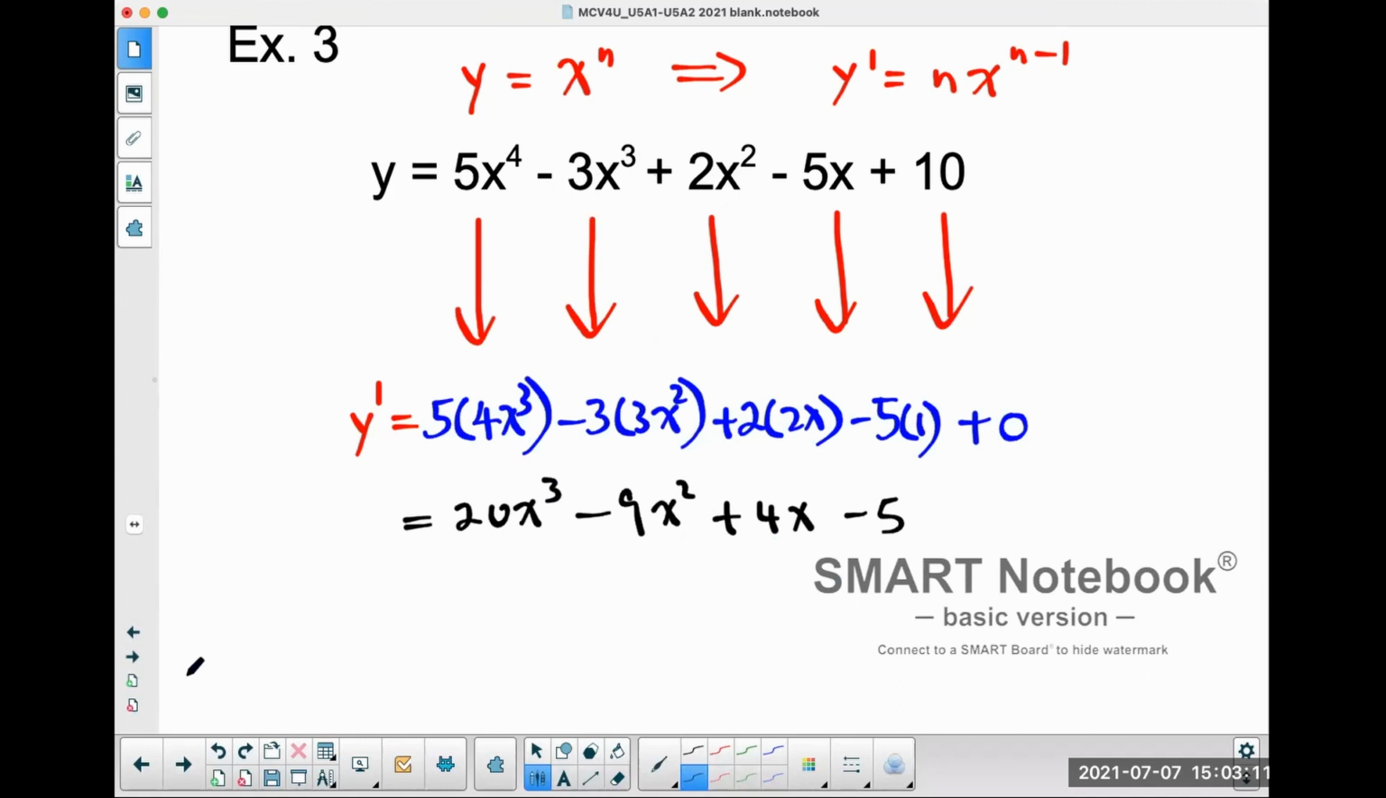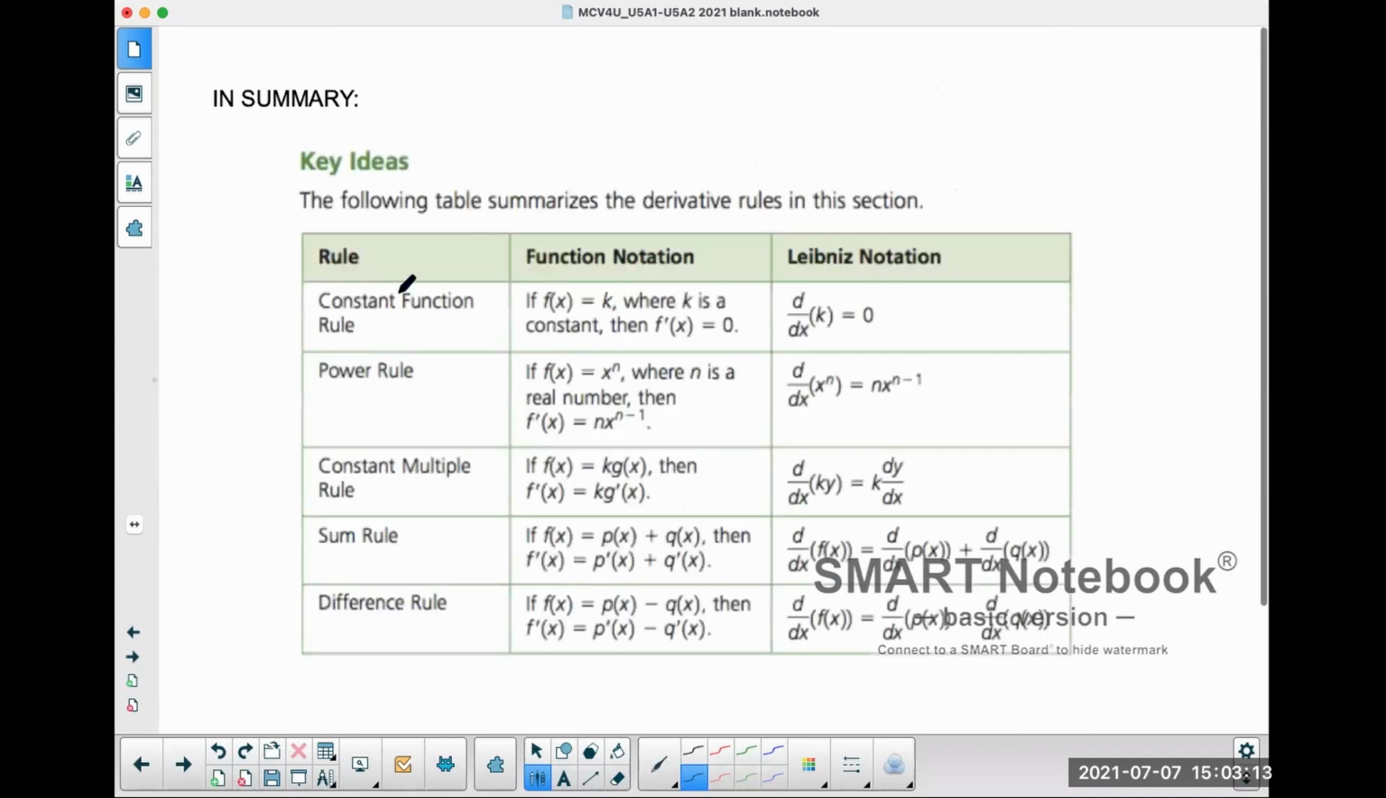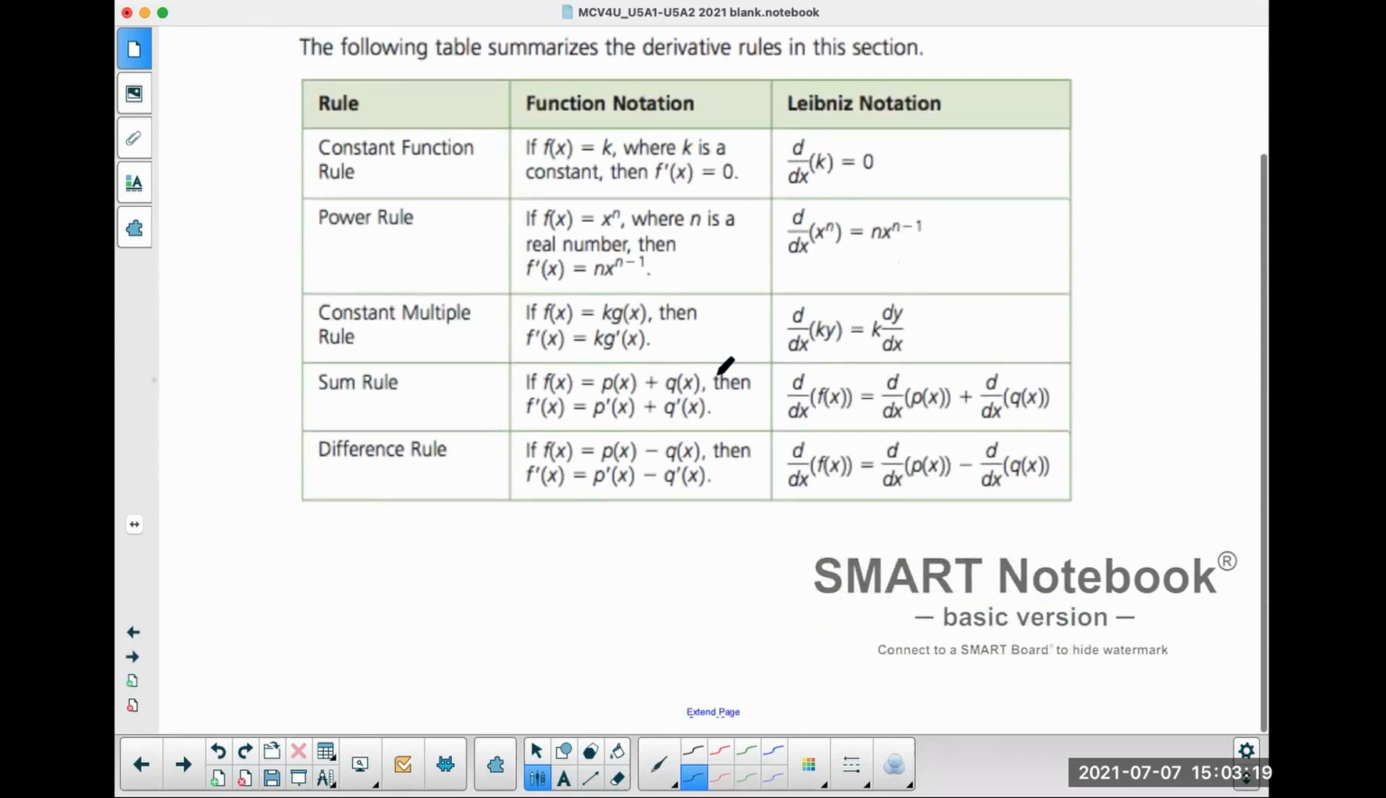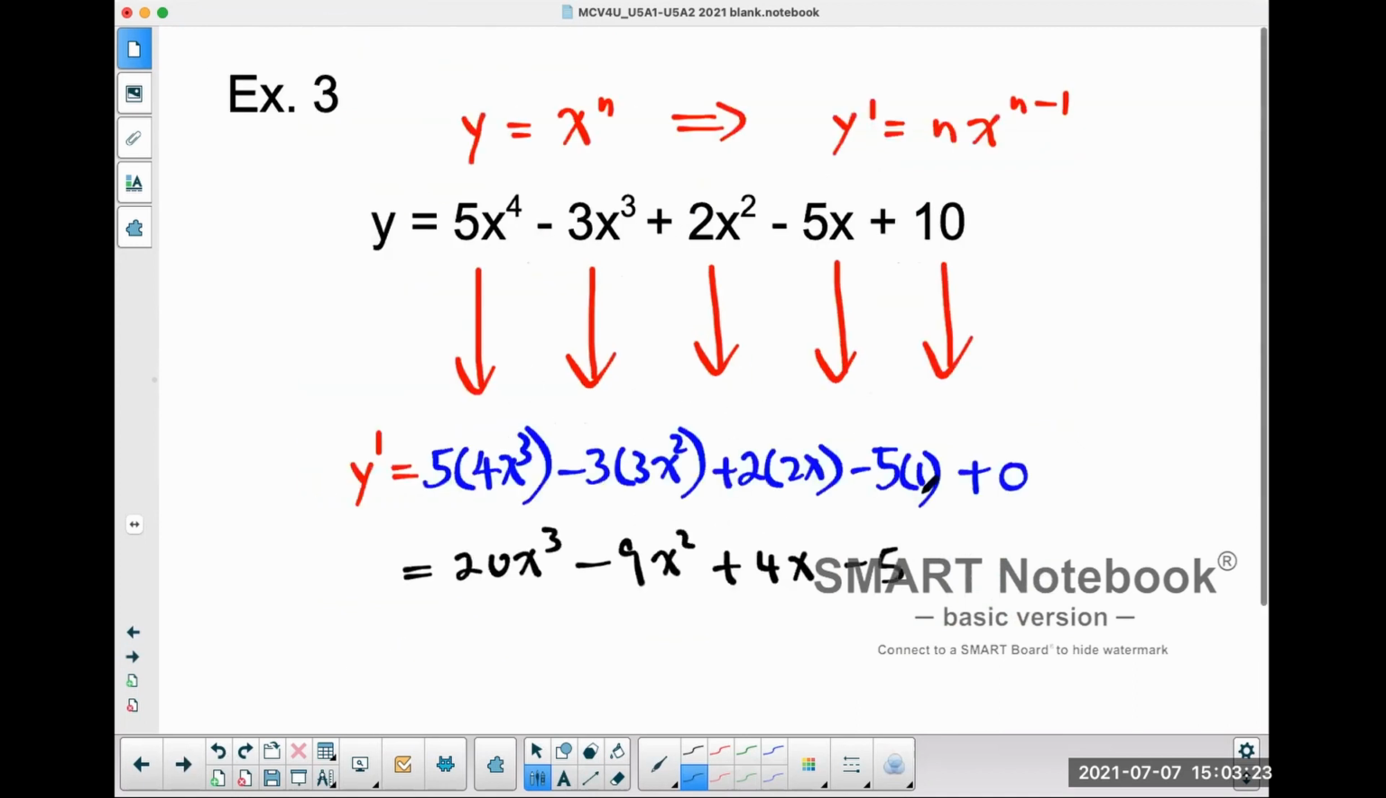Now, they also have a couple other names, right? The constant function rule, the constant multiple rule, the sum rule, the difference rule. Well, that's really just adding and subtracting and things like that. Ultimately, I just call this whole thing the power rule. As long as you understand the power rule, which is what I have up here, you should be able to find the derivative of all the polynomial functions easily.